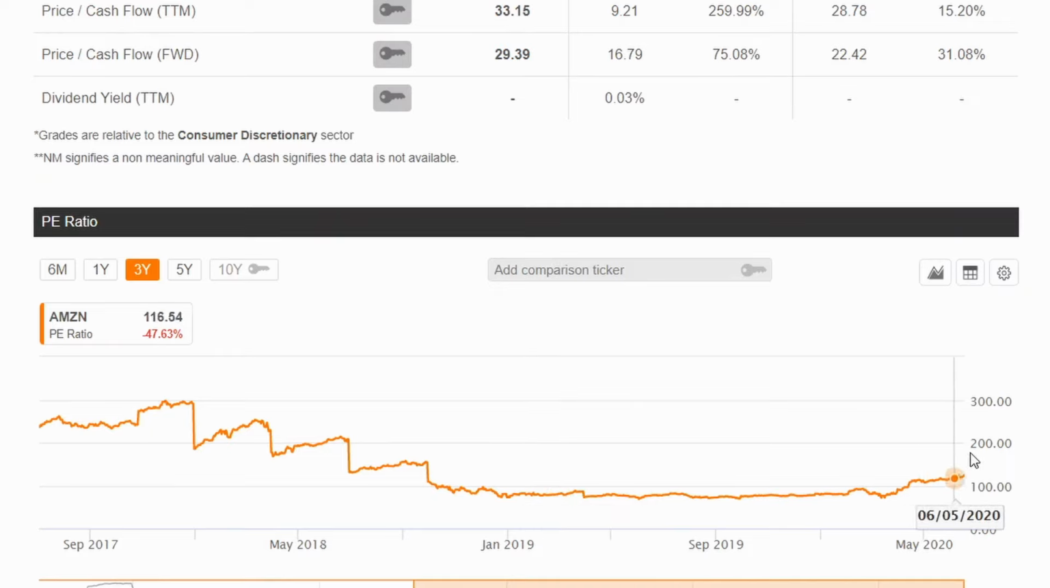So Amazon might be a better buy than Target if you were looking at PE ratios and looking at its historic data. So that's why, just because PE ratio is higher or lower doesn't necessarily mean it's a good bet. The best thing to do is to look at its PE ratio compared to other companies within the industry, or more importantly, look at its historic data. Look at where its PE ratio was in the past to determine if it is a good buy or not.